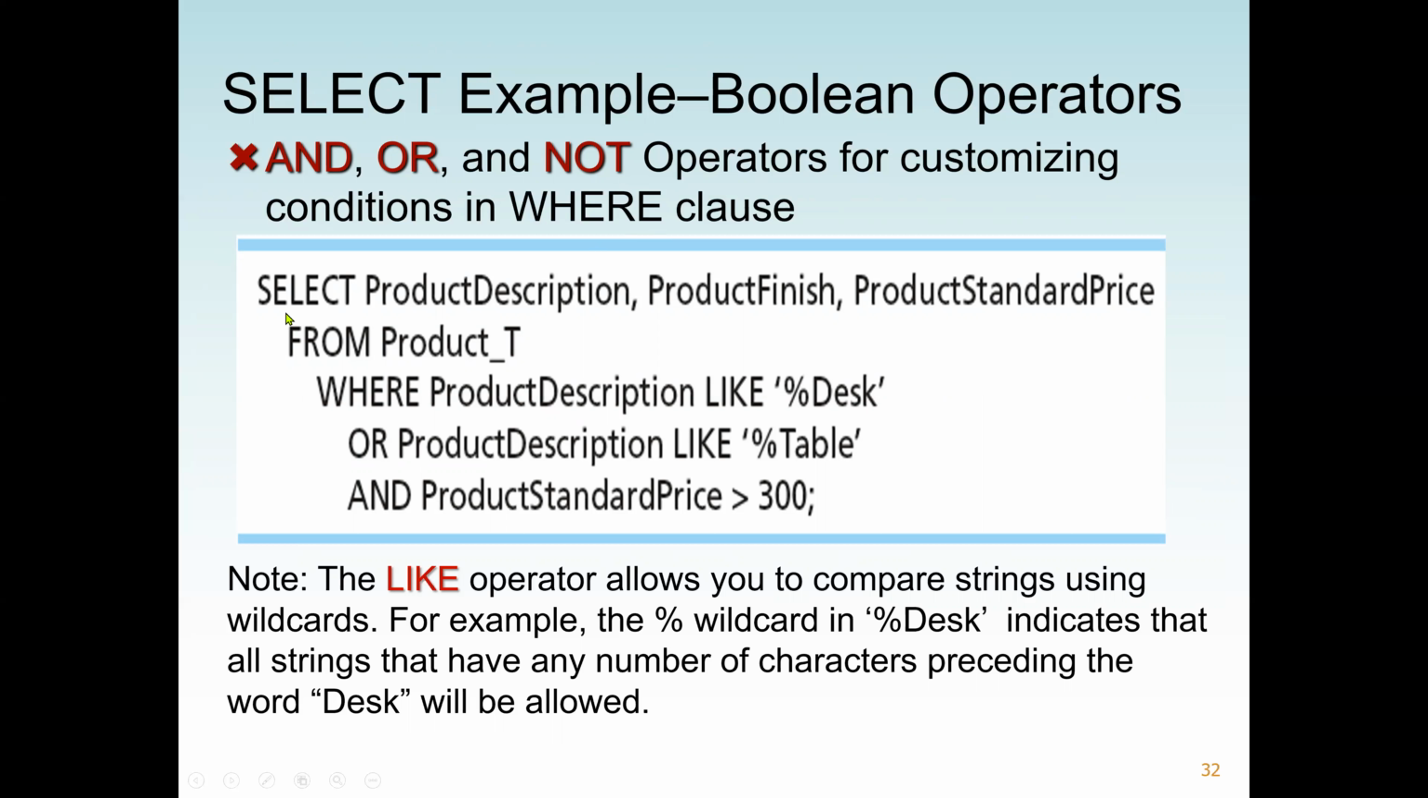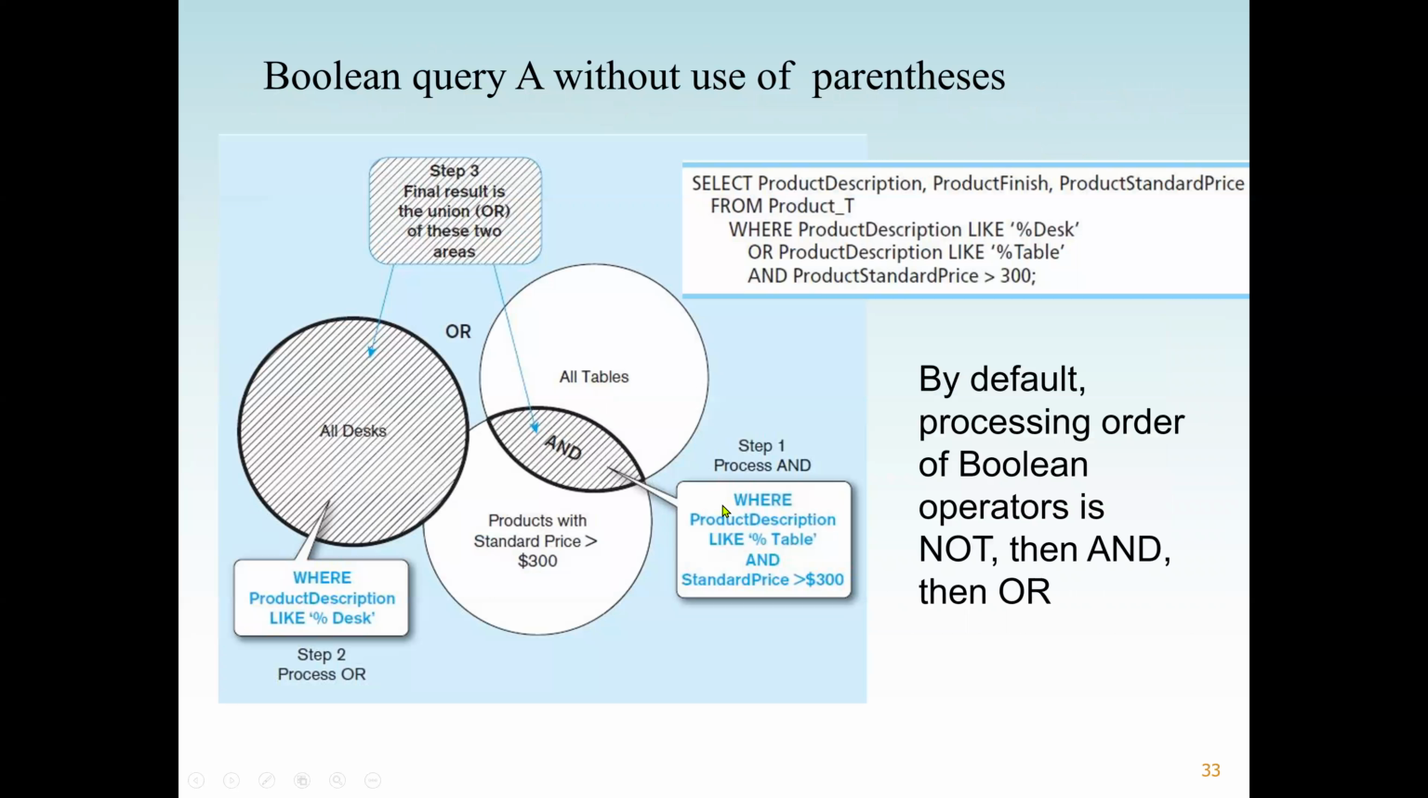So let's see this. We have select product description, product finish, product standard price. So we need 3 fields from a table named product T, where the product description is like %desk or, which means only one of these statements will execute, product description like %table. So this is an example of a Boolean query.